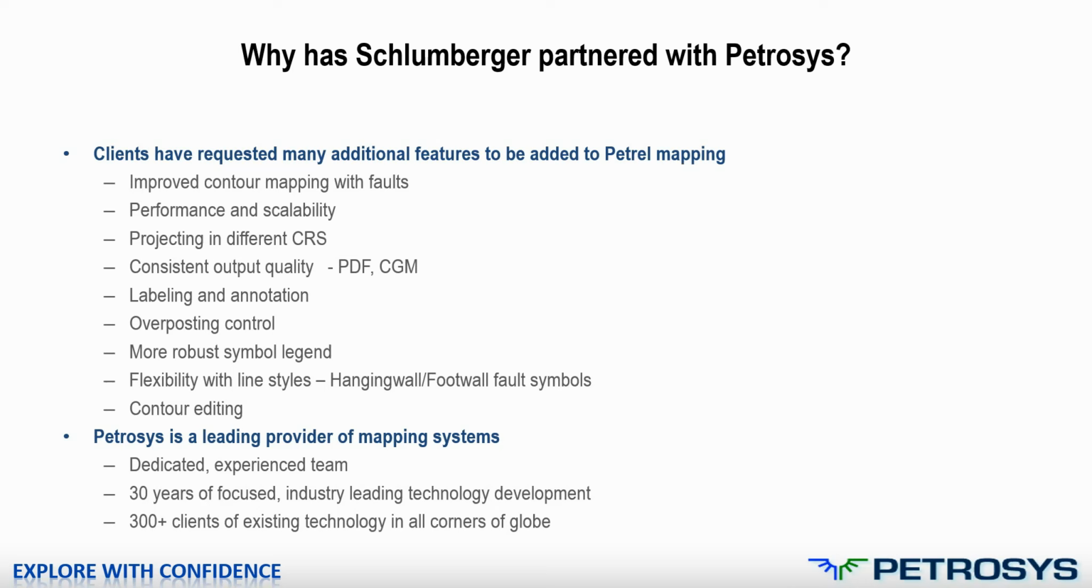They were looking for better flexibility with line styles, particularly for fault styles, so including fault text to show the up-thrown or down-thrown sides of the fault polygons. And also looking for a way to interact with the surface on the map, so better contour editing. And I would also just add fault polygon editing as well, where it's appropriate to do so.